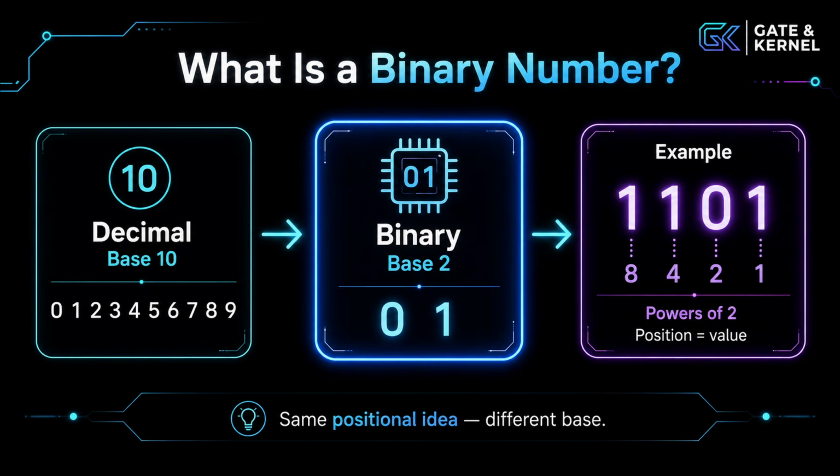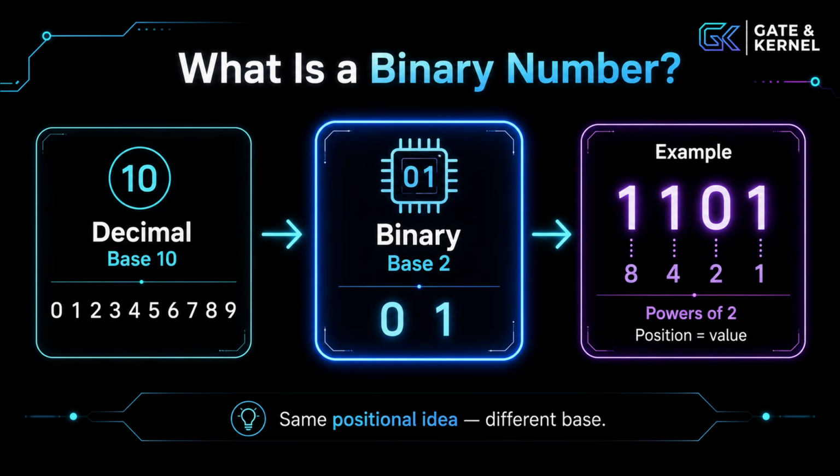Chapter 1. What is a binary number? Most people use the decimal number system. Decimal is base 10 because it uses 10 digits, from 0 through 9. Binary uses only 0 and 1, so it is called base 2. A binary number may look like 1101. Like decimal, binary is positional. Each digit has a value based on where it appears. Decimal positions use powers of 10. Binary positions use powers of 2.